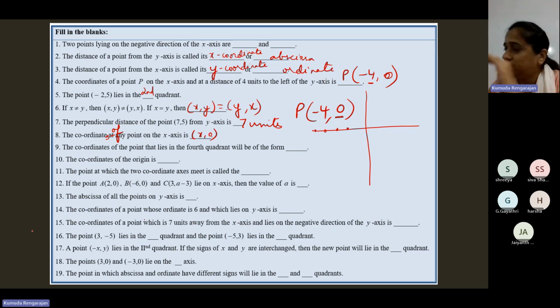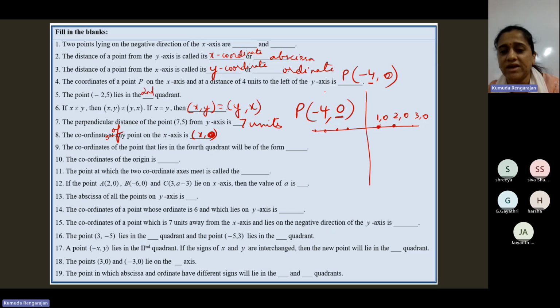See, the point lies on the x-axis. So that means this is 0, right? Now the first number can be anything. So x, you can even call it y, z, a, b, c, anything. So what's the address of this point? 1, 0. This one, 2, 0. This one, 3, 0. So how does the address of any point on the x-axis look like? Some number, 0.